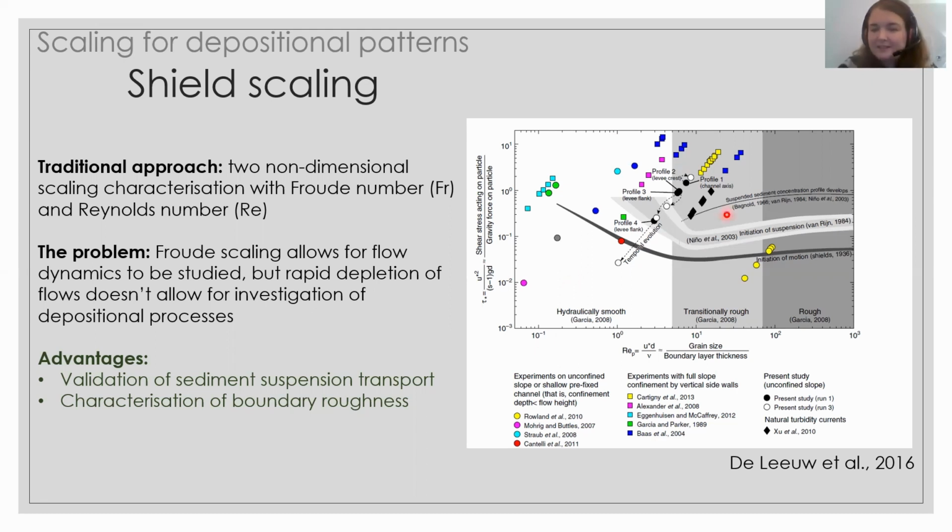You can see on this figure here that some of the old experiments, even without aiming for it, are actually very well within Shields scaling, and others are very far out and they have hydraulically smooth conditions. So these experiments are actually not very well suited to think about how depositional patterns have evolved.